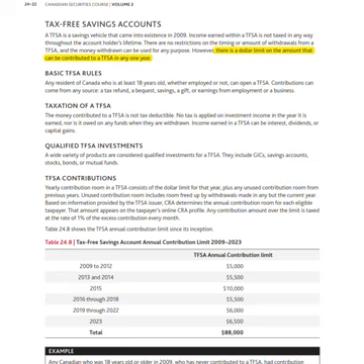Basic TFSA rules. Any resident of Canada who is at least 18 years old, whether employed or not, can open a TFSA. Contributions can come from any source: a tax refund, a bequest, savings, a gift, or earnings from employment or a business. Taxation of a TFSA. The money contributed to a TFSA is not tax deductible. No tax is applied on investment income in the year it is earned, nor is it owed on any funds when they are withdrawn. Income earned in a TFSA can be interest, dividends, or capital gains.